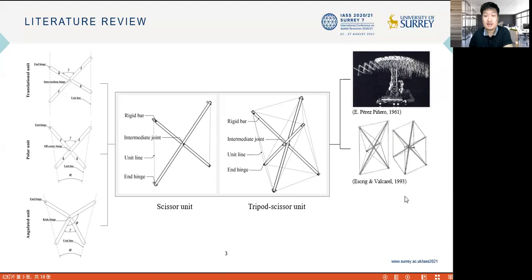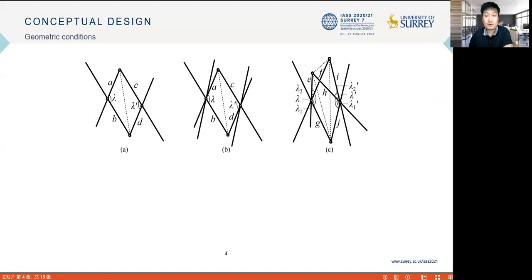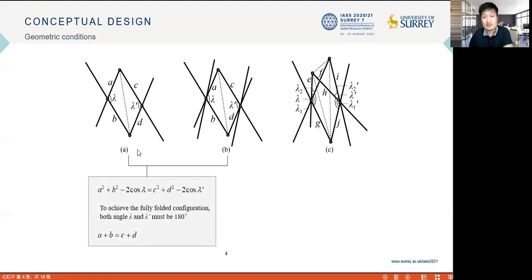Here are some other studies about this type of units. So we are looking for new geometric design and assembly methods. This diagram shows the way how units are connected. On the left, 2 scissor units are connected linearly, namely 2 units are translational symmetric. In this case, we know that the structure assembly has this geometric condition, and to achieve the fully folded configuration, the following relationship must be satisfied. A, B, and C, D are the segmental lengths of the structure.